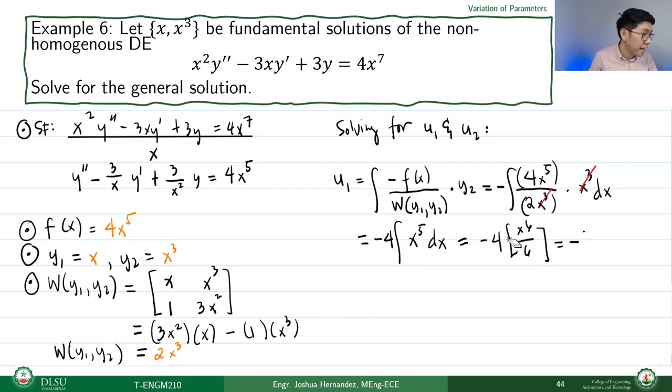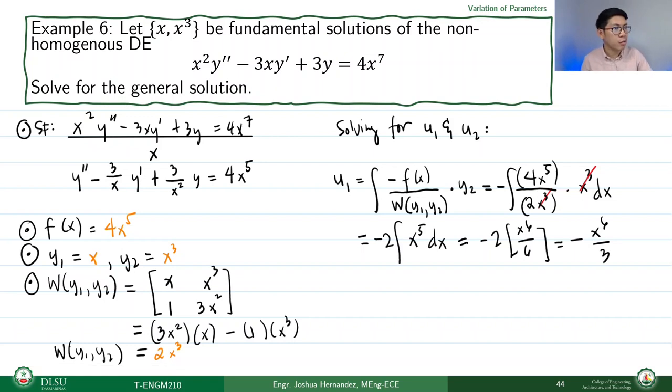Actually, 4 over 2 pala is 2. No? 4 over 2 is 2. Sorry about that. 4 over 2 is 2. So, this will be 2 divided by 6 is, well, 1/3. So, this will become negative x raised to 6 all over 3. Ayan. So, meron na tayo nung una nating u sub 1, no?